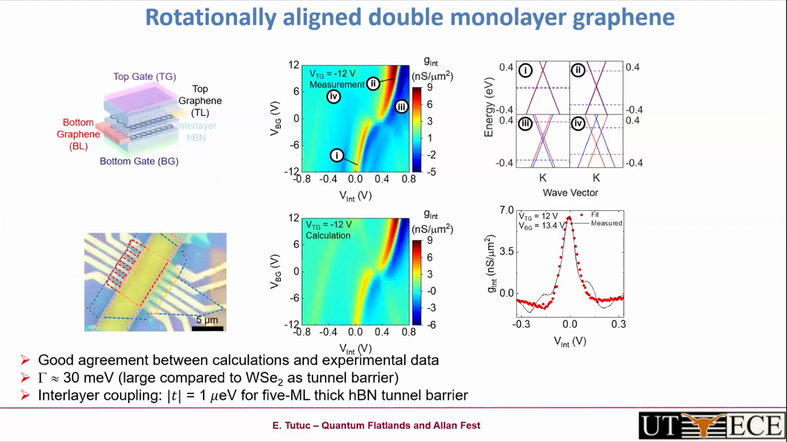What we're going to do is take a double layer where we have independent contacts to both layers, but we also have twist control. These two layers are twist aligned. And this is a sample.